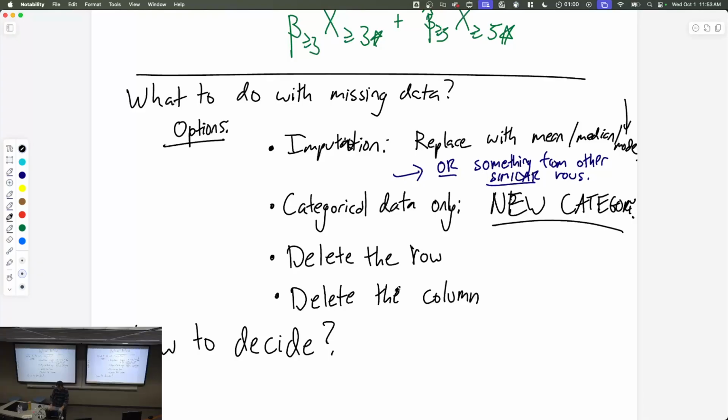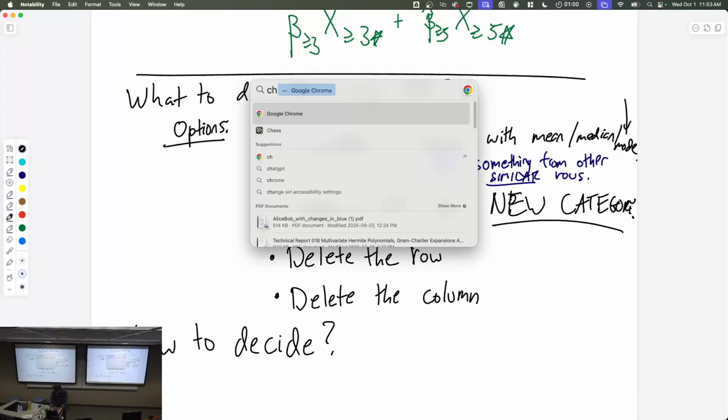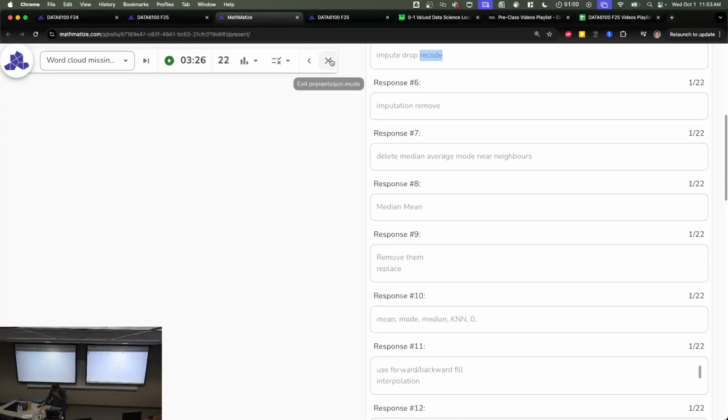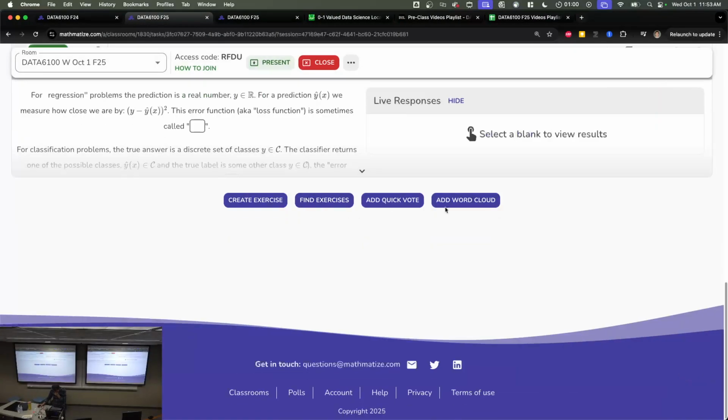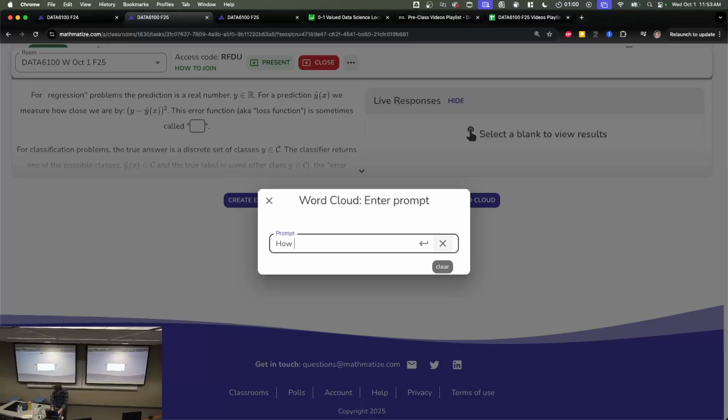Let's make another word cloud. How would you decide? I will add a word cloud because I think this is an important one. So let me close this and add a word cloud. How should we decide what to do?